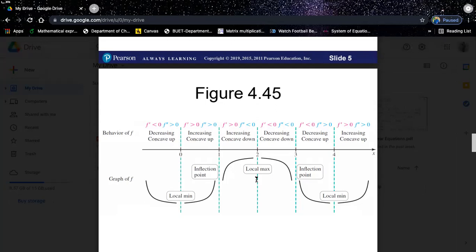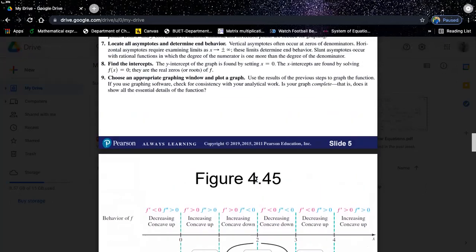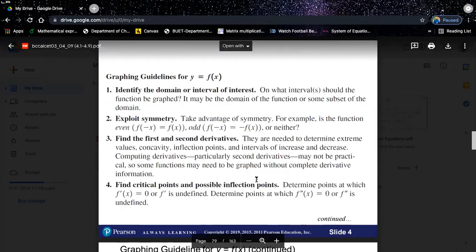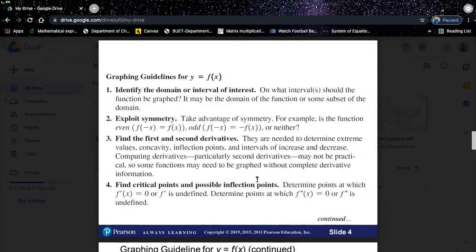So we'll be using this to draw graphs, but before that, again, let's see the guidelines, and we'll come back to it. Okay, any questions up to this? Anything that's confusing?